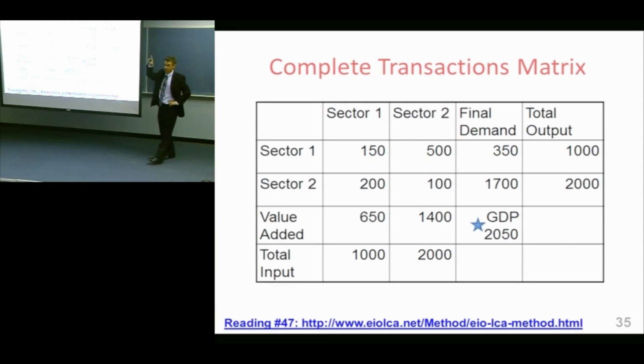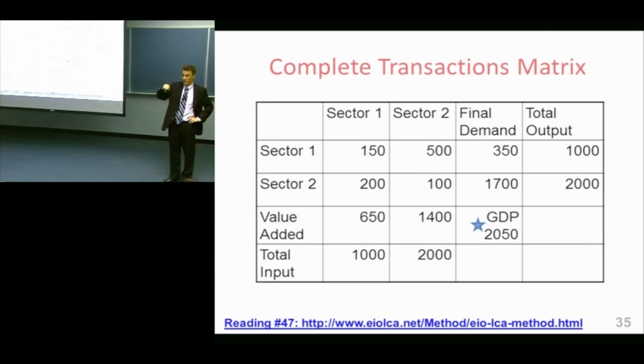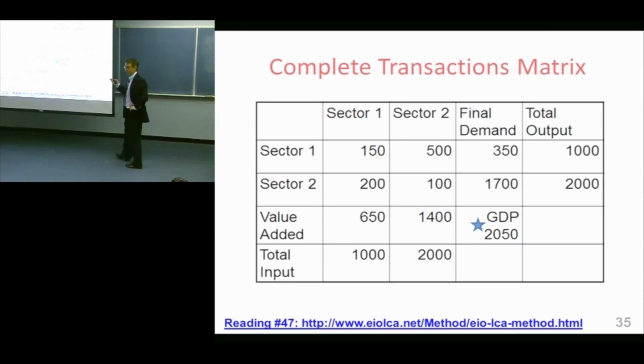Now, if the economy is a closed system, and you're going to say the U.S. economy isn't, that's fine. Treat it as a world economy then. We'll get to that problem in a minute. If it's a closed system, then the output and the input have to equal.